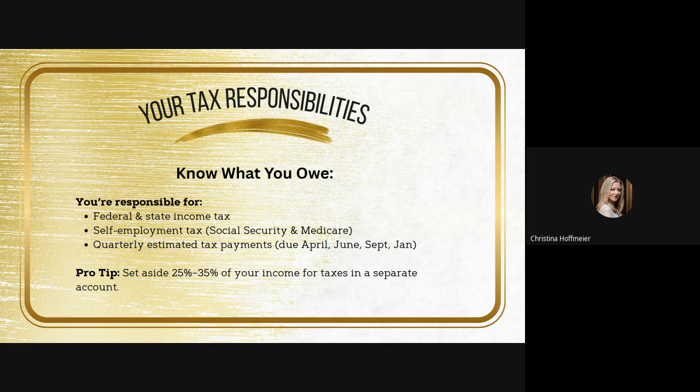So go ahead and put that into a savings account, a money market. I'm a money market fan. Whatever it is that you have set up, you should be putting that money aside and paying your quarterly estimated tax payments. Now, how do you figure out what your quarterly estimated tax payments are?